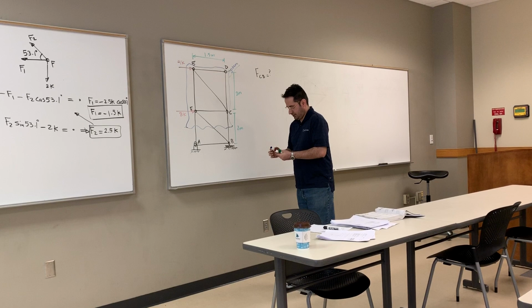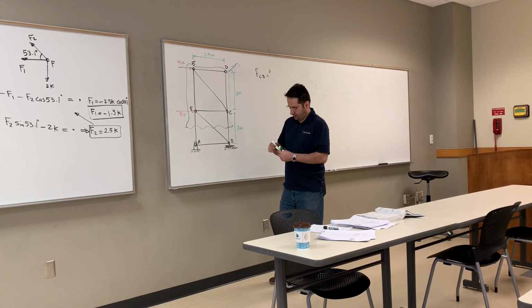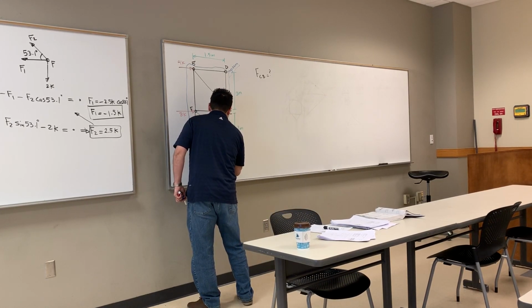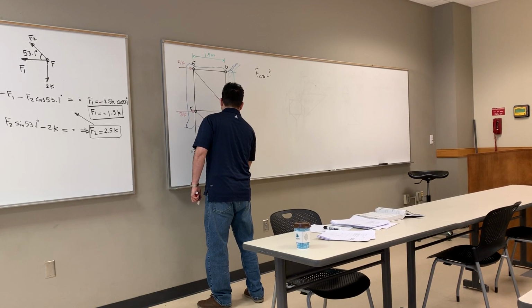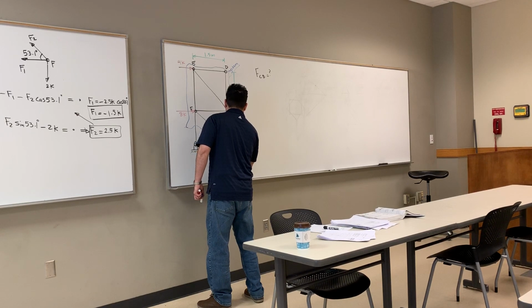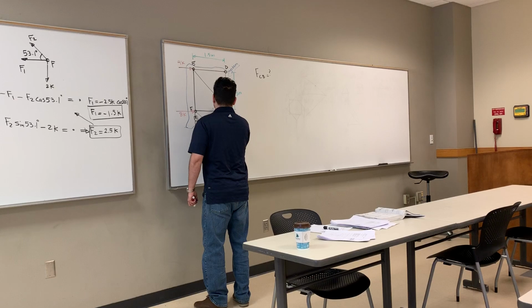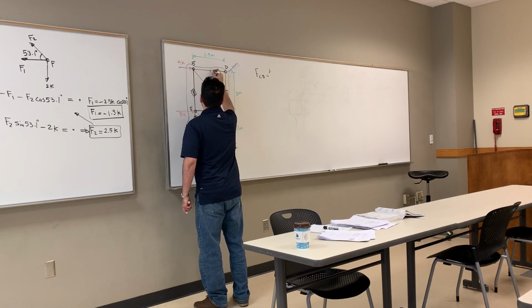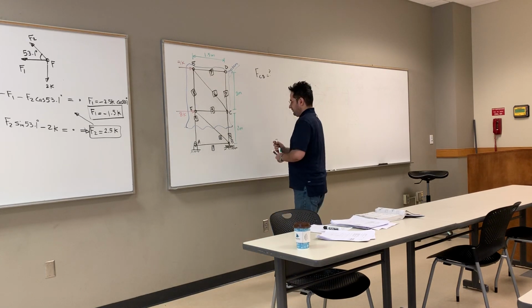Now, draw FBD. If I draw FBD, well, let's number these members before I write that. So let's say this is number 1, 2, 3, 4, 5, 6, 7, 8, 9. And now I try to draw FBD.